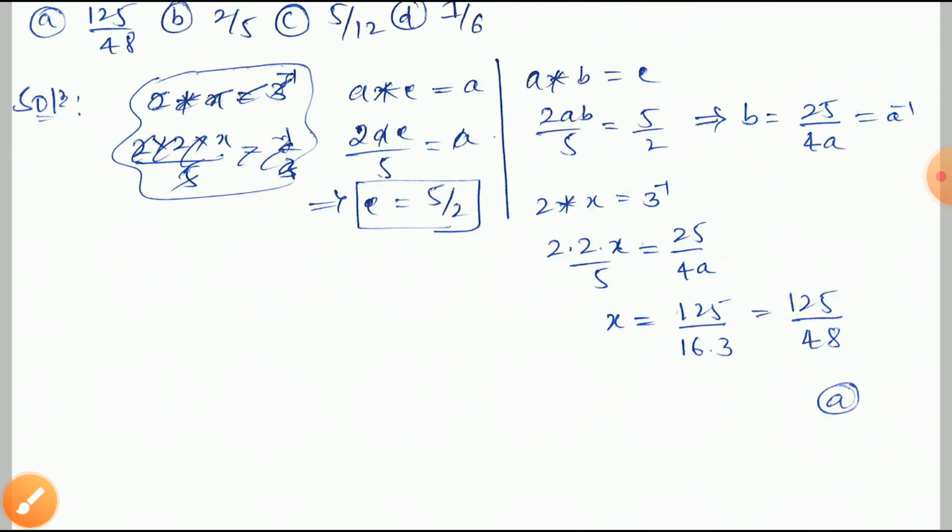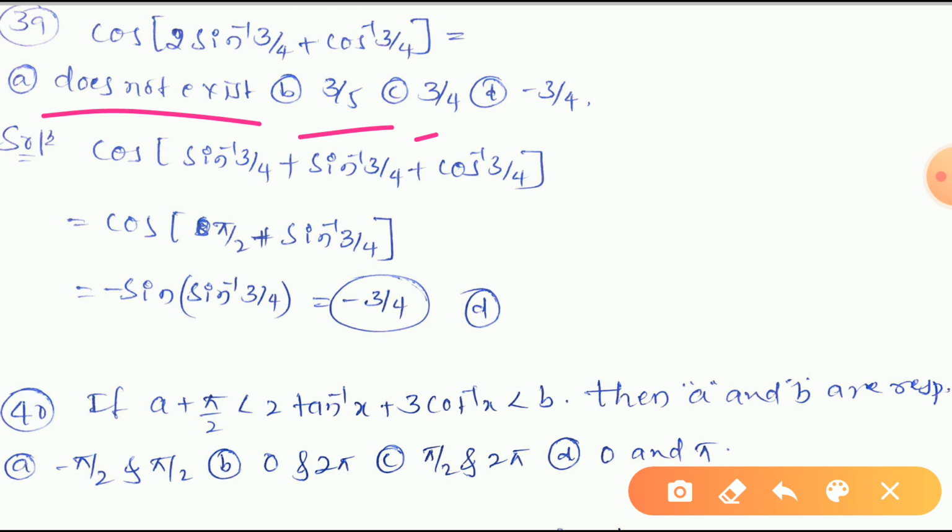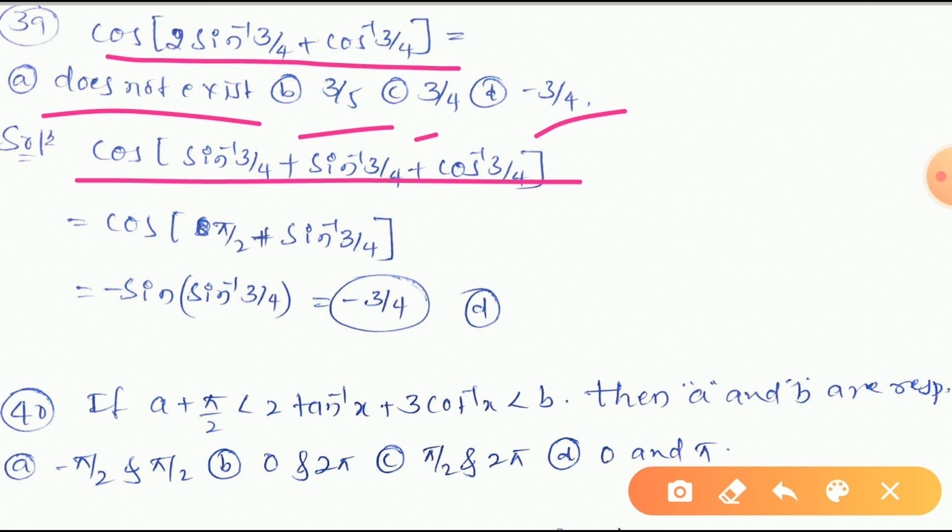Okay, next move on to question number 39. Cos of 2 times sin inverse of 3/4 plus cos inverse of 3/4 is equal to, and the options are: does not exist, 3/5, 3/4, minus 3/4. Here, 2 times sin inverse of 3/4 can be split into sin inverse of 3/4 plus sin inverse of 3/4.